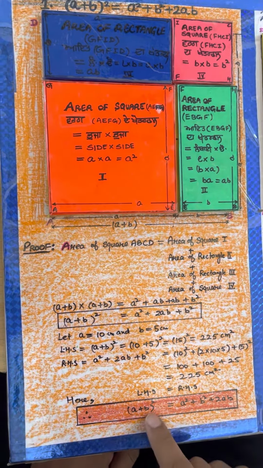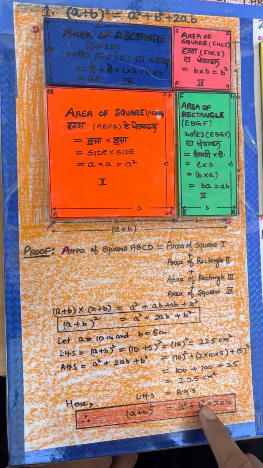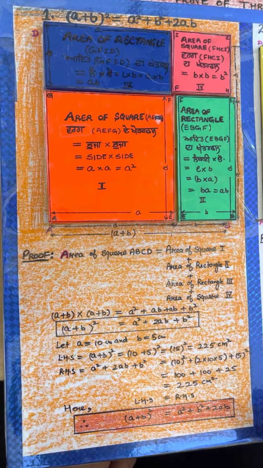Therefore we have proved this identity, which is (a plus b) whole square equal to a square plus b square plus 2ab. Thank you very much.